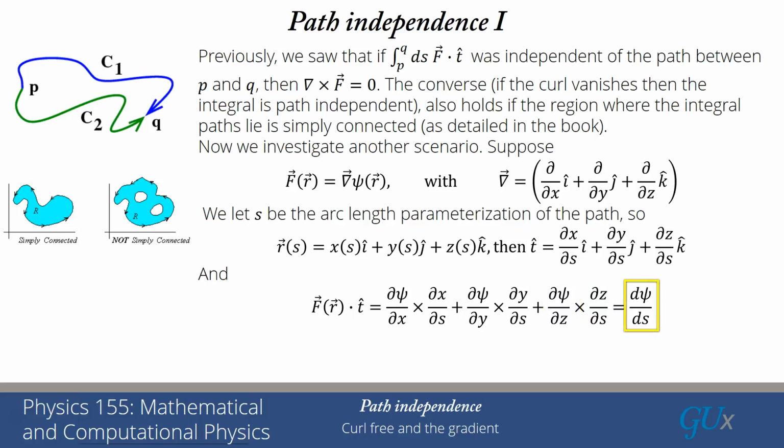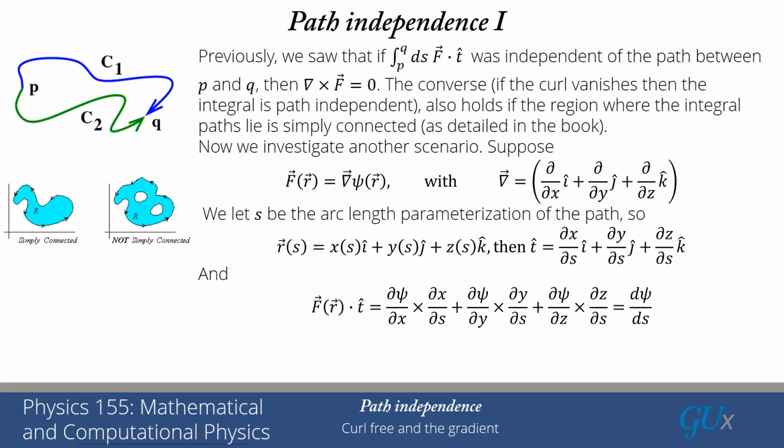The net effect is that this is exactly the same as the total derivative of psi with respect to s. Think of it again: psi is a function of x, y, and z, and x, y, and z are each functions of s. So the total derivative of psi with respect to s is the partial derivative of psi with respect to x, multiplied by the derivative of x with respect to s, plus the partial derivative of psi with respect to y, multiplied by the derivative of y with respect to s, plus the partial derivative of psi with respect to z, multiplied by the derivative of z with respect to s.